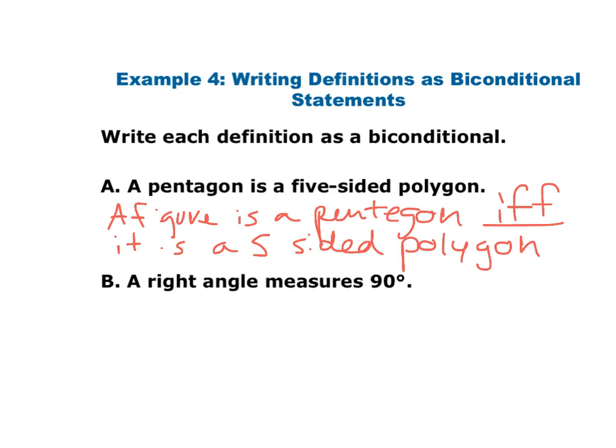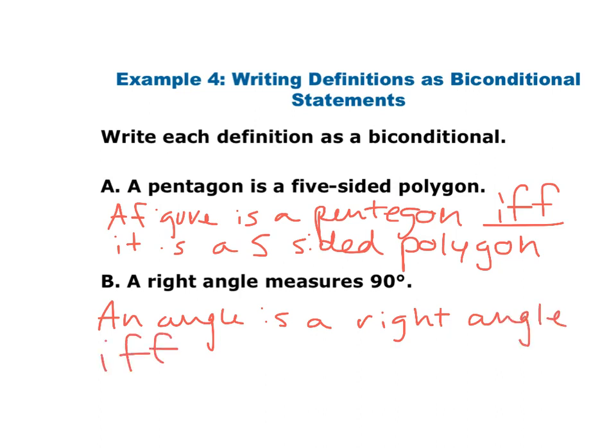A right angle measures 90 degrees. So we would say an angle is a right angle if and only if its measure is 90 degrees.